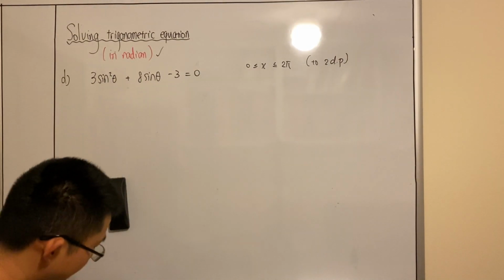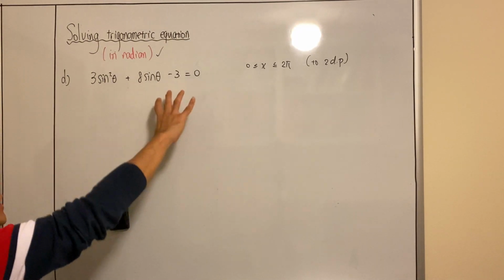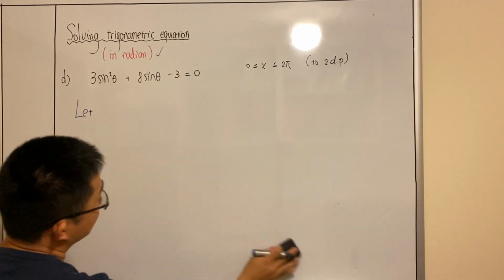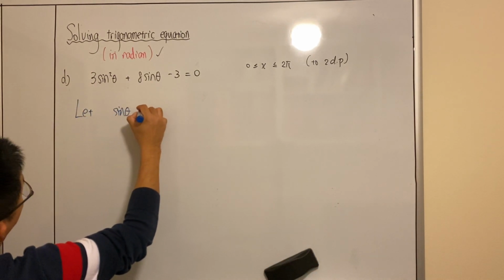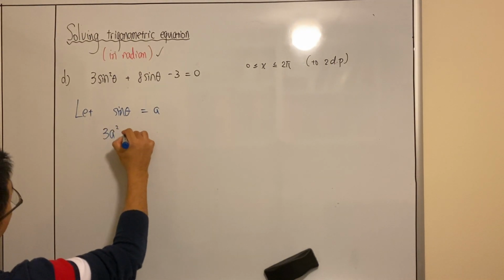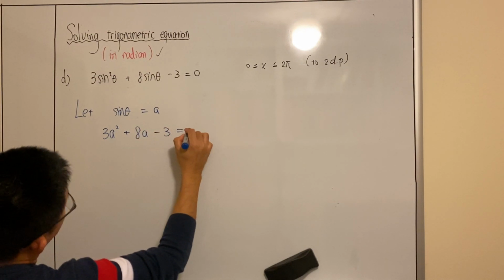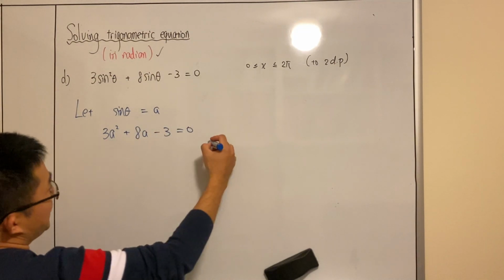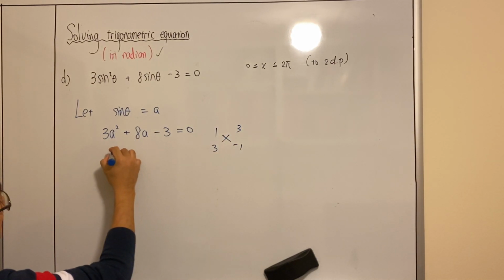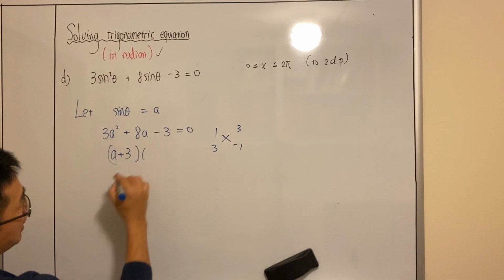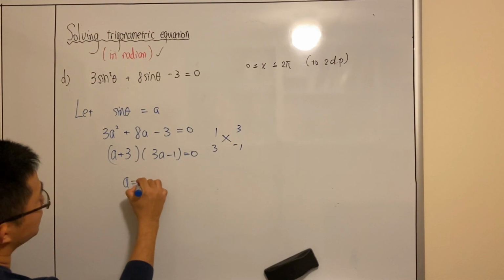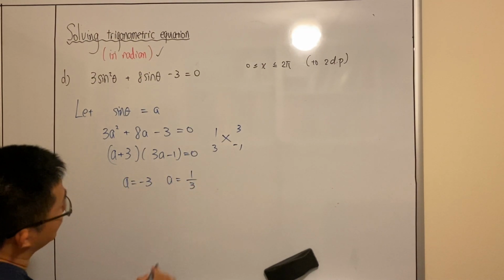Now, very similar to the previous one, this is quadratic. So first step, let sine theta equal to a. So just replace sine theta by a. So you get 3a squared plus 8a minus 3 equals to 0. Use cross method. You can factorize it here. That becomes a plus 3 and 3a minus 1 equals to 0. So therefore a is equal to minus 3 and a is equal to 1/3.